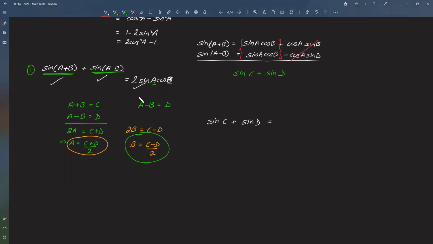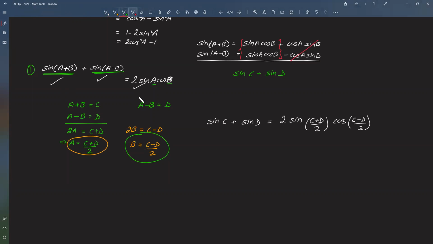This is the expression. On the right hand side, you have 2 sine A cos B. So 2 sine A, what is A? A is C plus D divided by 2. And cos B, what is B? B is C minus D divided by 2. So that is the formula for sine C plus sine D.